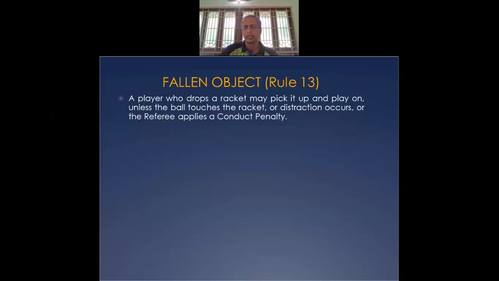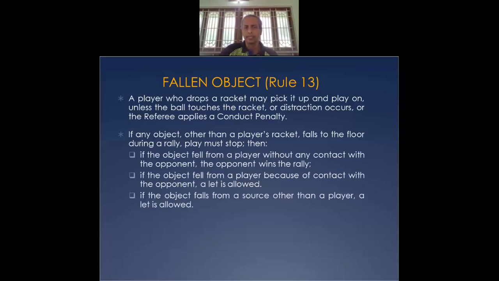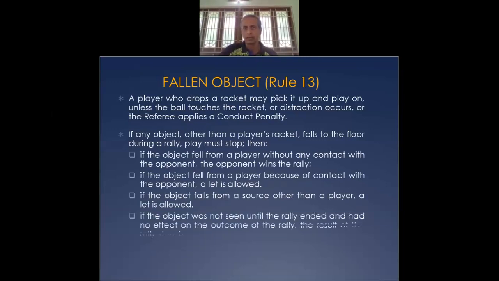All other equipment, your bandana, your eyewear, your bracelet, your chain, anything that falls from your person, from your body, is considered a fallen object, and you stop if it is observed by the referee. If the player or the referee have not observed it and the rally has finished, the result of the rally stands. Nobody can appeal for a fallen object after the rally; it is not accepted.